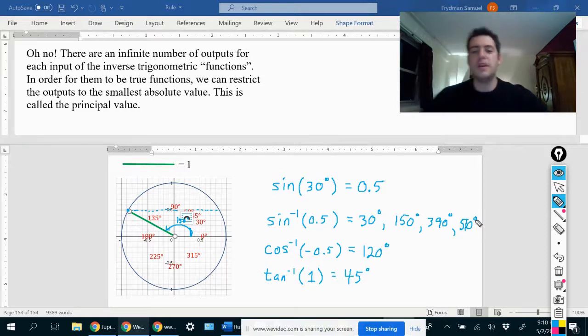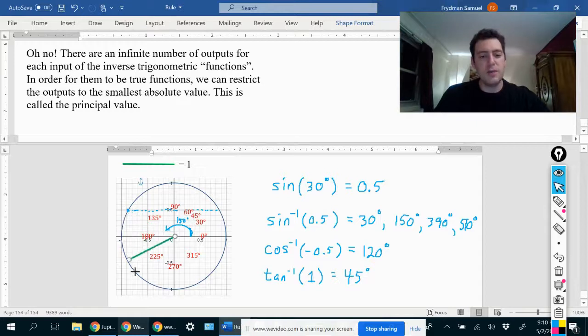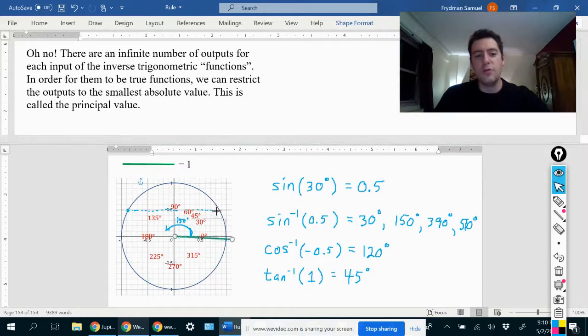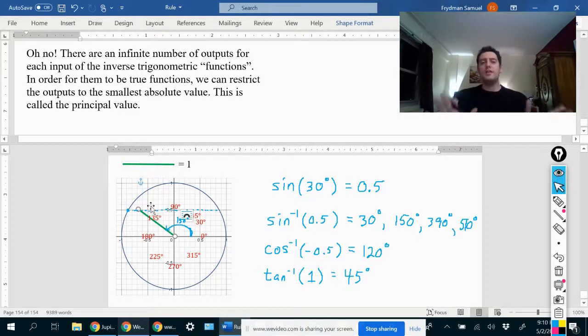All right, you see the idea here is we could just keep going around and around these circles, and oh, look, I found another one, and another one, and another one. You get the idea, right? So actually, the inverse sine of 0.5 is going to have an infinite number of outputs.